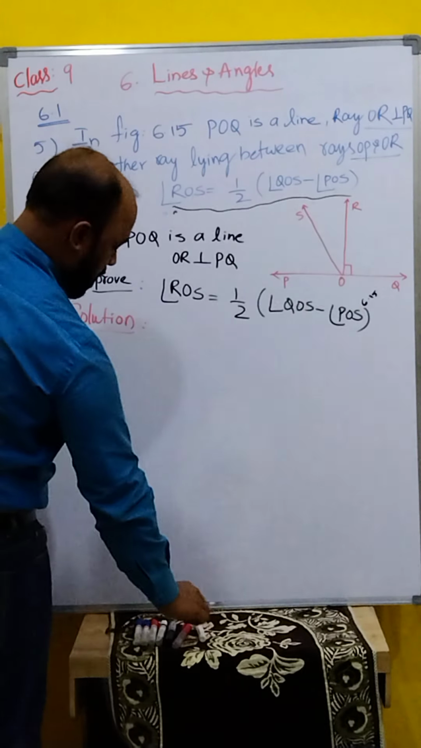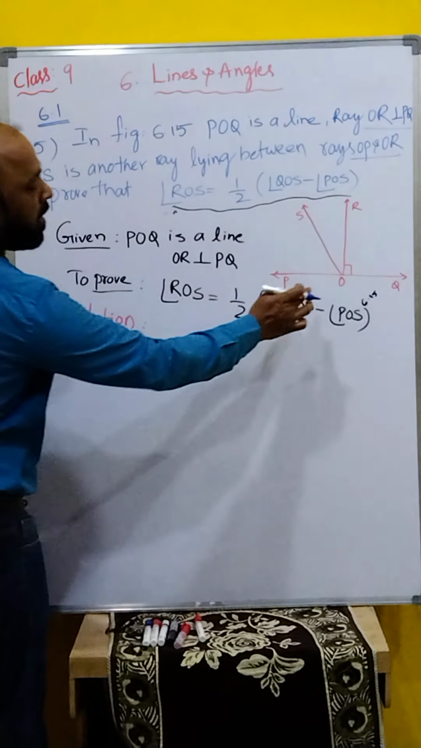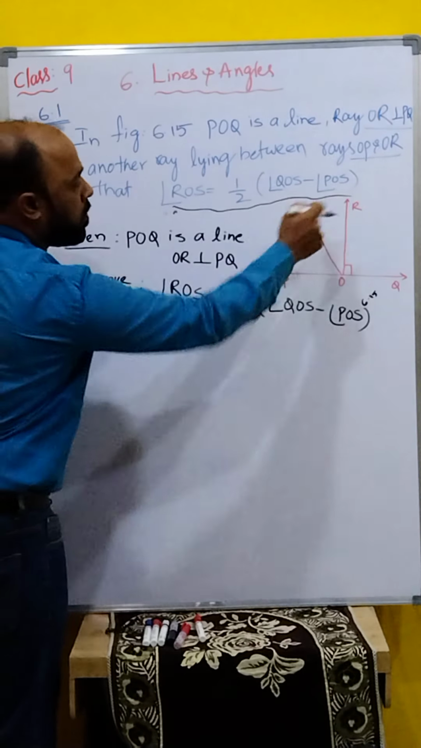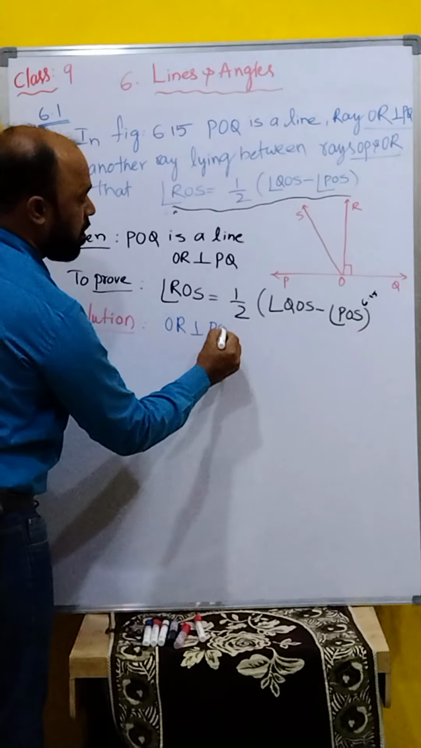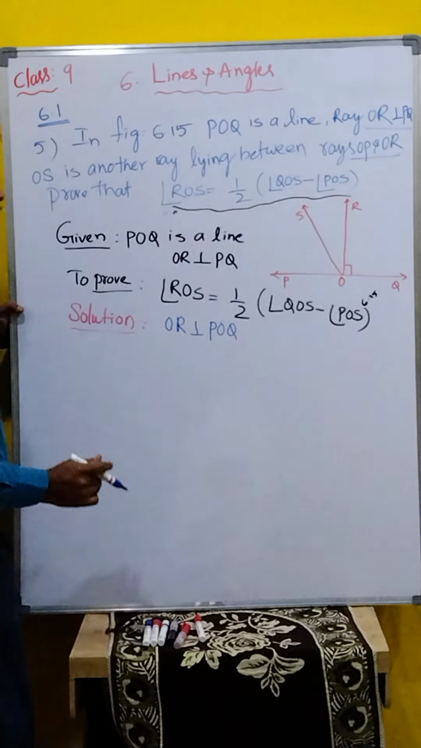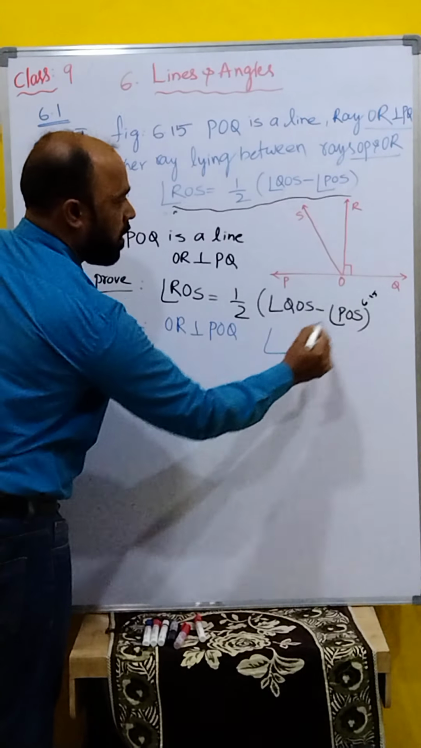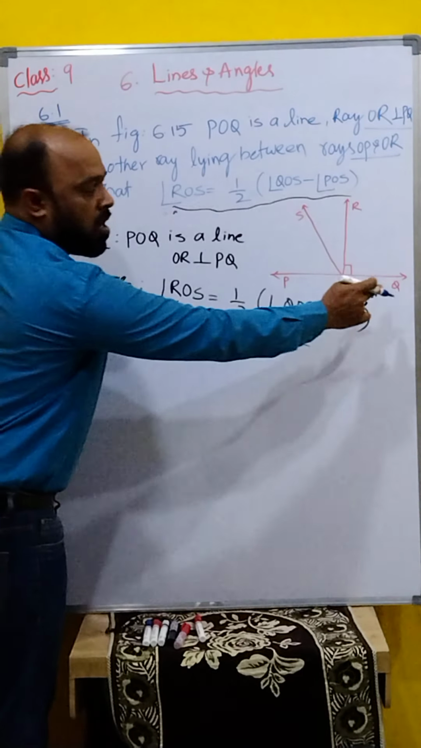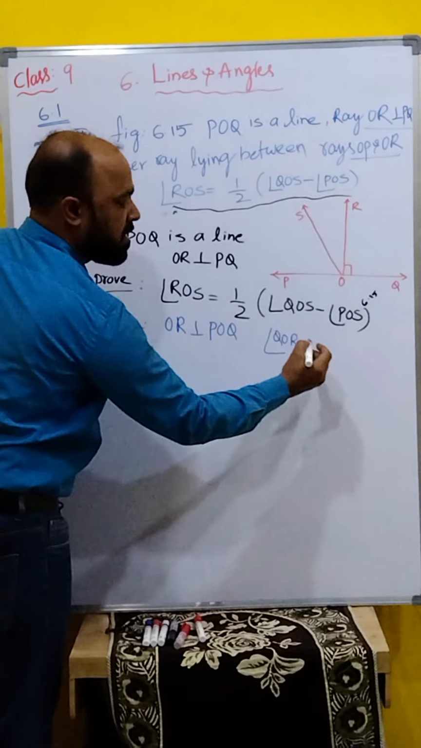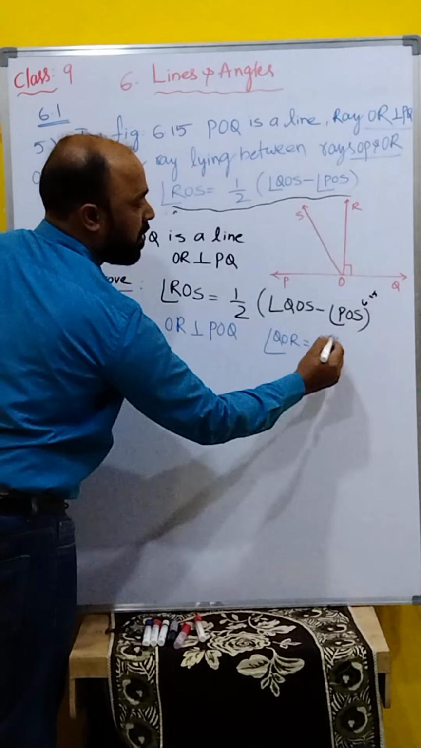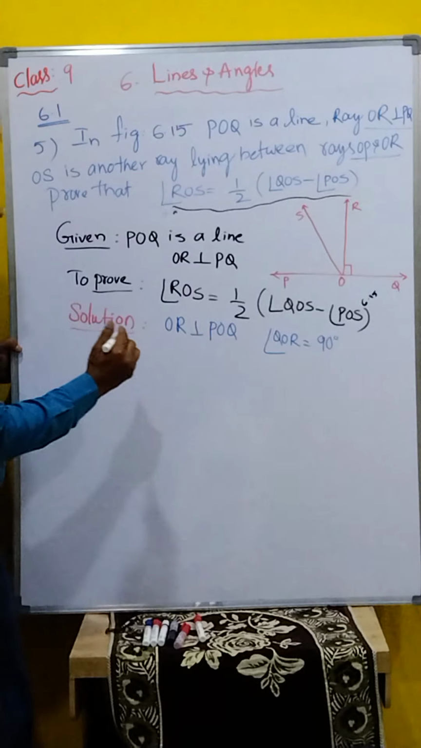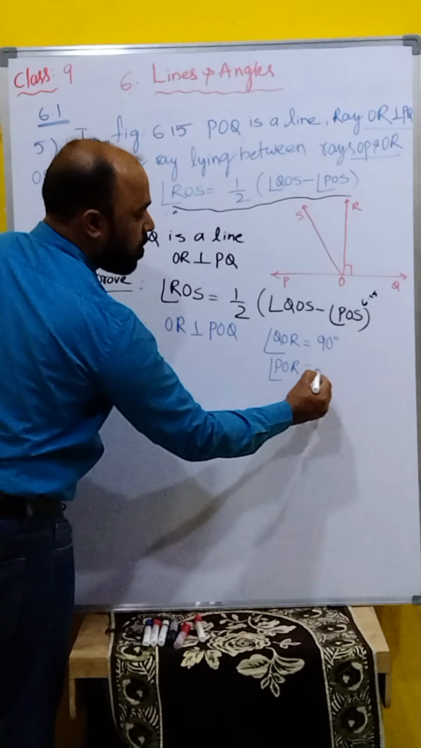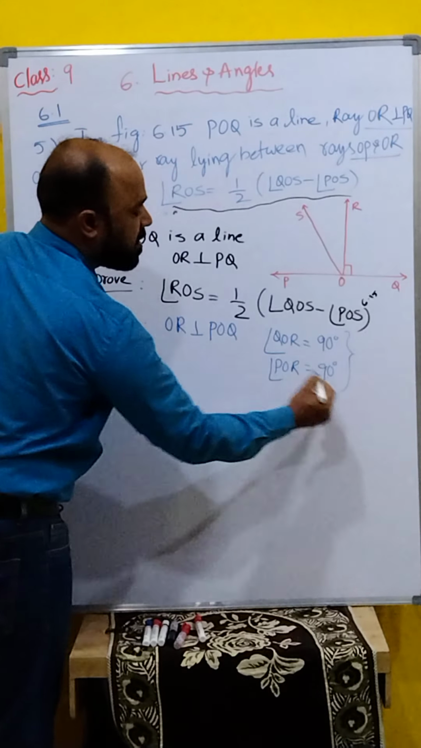First, according to this situation, we know OR is perpendicular to POQ. That is a line. According to that, angle QOR is what? Perpendicular is nothing but 90 degrees. If this side is 90, then obviously the left side is also 90. Angle POR is equal to 90.